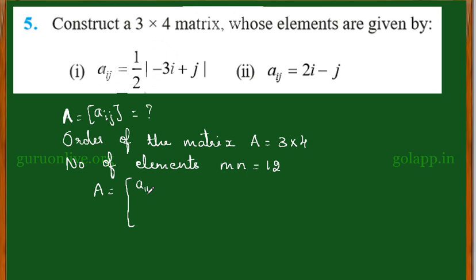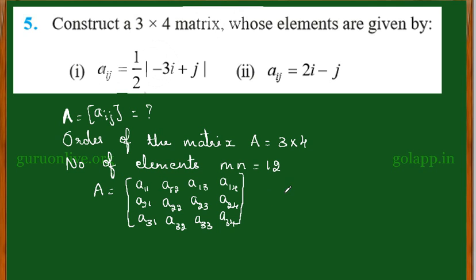3 rows, which is A11, A12, A13, A14, since the number of columns is 4. So the second row is A21, A22, A23, A24. And the last row is A31, A32, A33 and A34. We need to find these elements where i takes the value 1, 2, 3 and j takes the value 1, 2, 3 and 4.